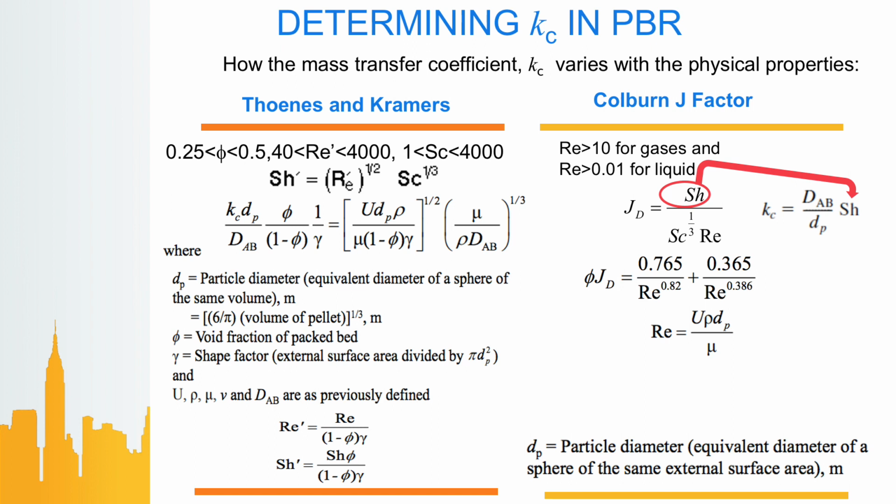Finally, when you get the Sherwood number, then only can you calculate Kc, which is Kc equals DAB over dp times Sherwood. The formula of Kc used in the Colburn J factor is similar to the one that we use in the calculation for a single particle.